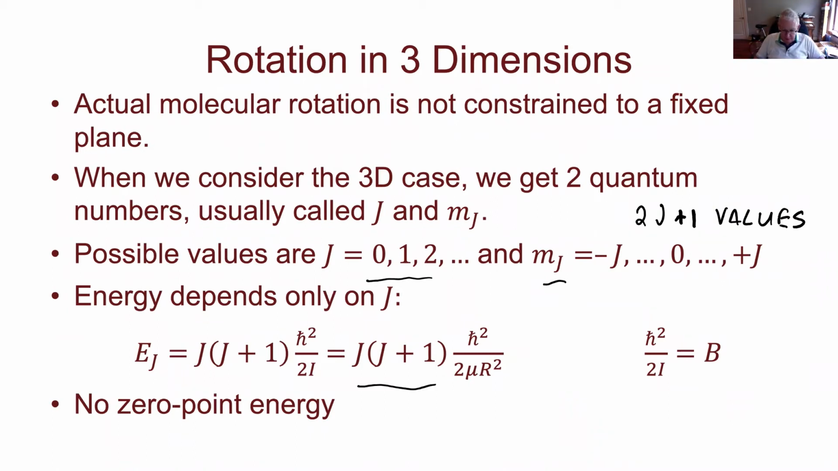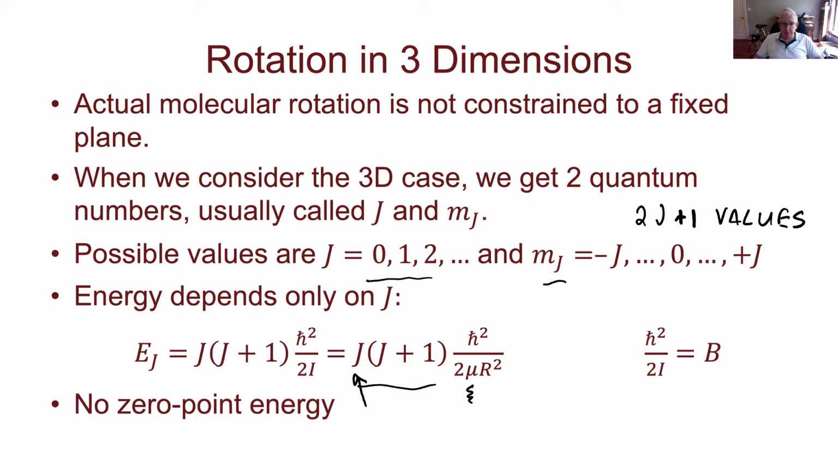It's got J times J plus 1 in front of it. Note it's got the reduced mass again, the same mu as we used before. R is the distance between the 2 masses. That's going to be a bond length. And it's got h bar up there. The 0 point energy in this case is 0, because if I put in the smallest value of J, that's 0. When J is 0, then the J term is 0, and that makes the energy 0. So I can have a 0 energy state.